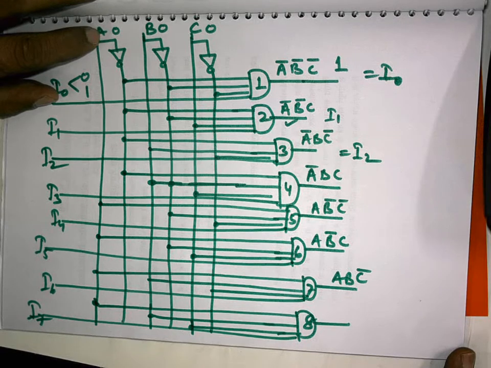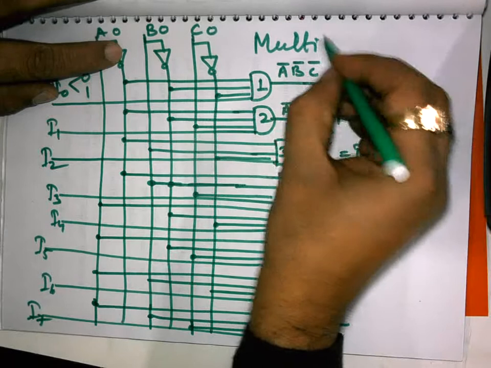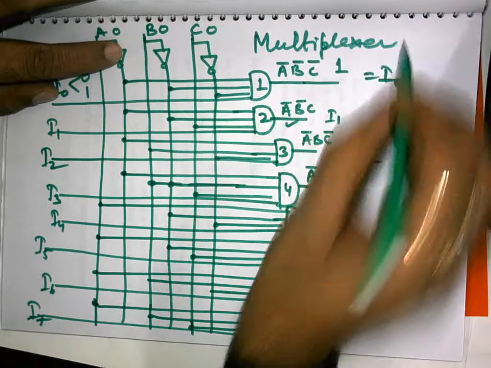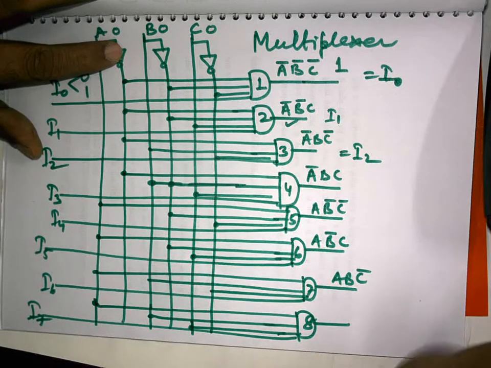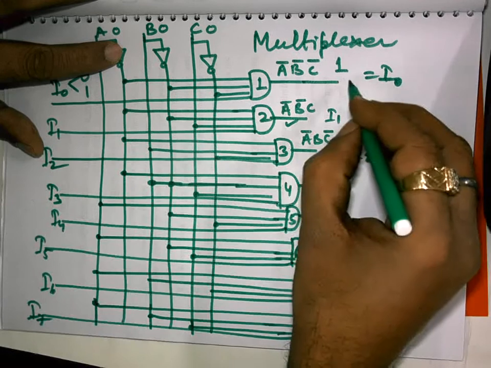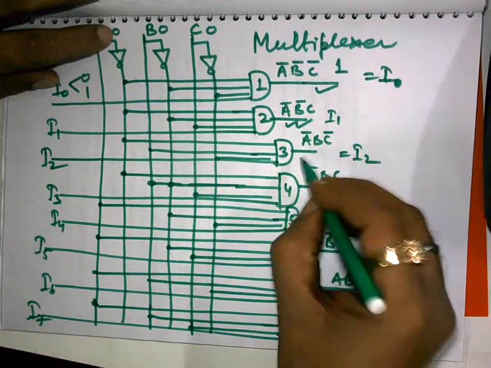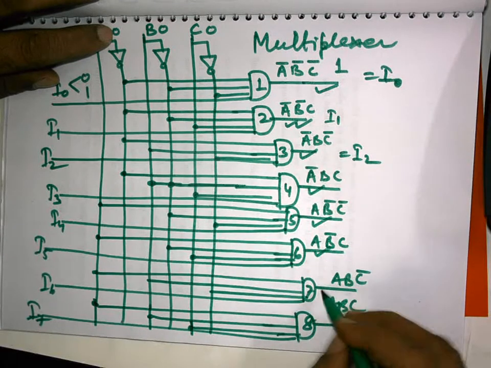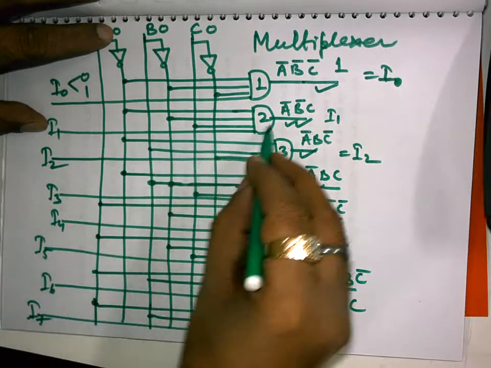This way we realized another circuit, which is called a multiplexer. Now this circuit is called a multiplexer, but it is not a complete multiplexer. It is now a half-baked multiplexer, you can say. This is ABC. Now suppose there are inputs exiting through these channels, these gates.